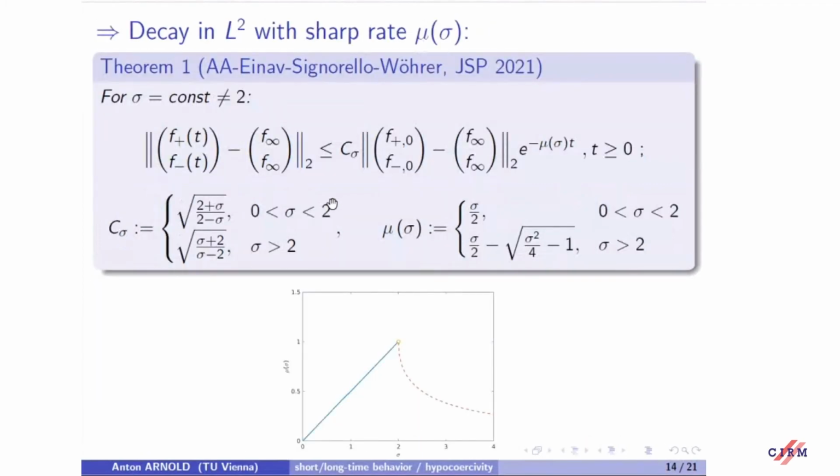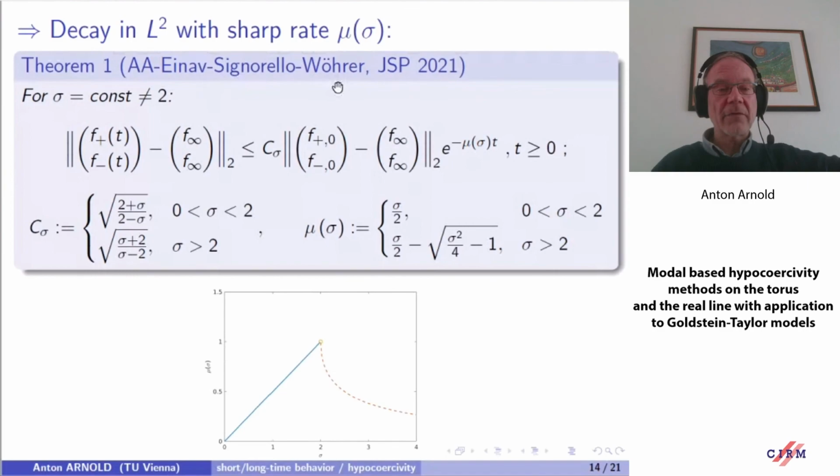So here I show you the L2 decay estimates with the sharp rate. Here's the final result, which is in this joint work with Arnold, Signorello, and Wöhrer. Here, this mu of sigma is the sharp exponential decay rate, and here are explicit multiplicative constants for this optimal decay rate. Just a phenomenological interpretation of what is happening here. In this plot at the bottom, I show you this decay rate. Here, this reads mu of sigma as a function of sigma, the relaxation rate.